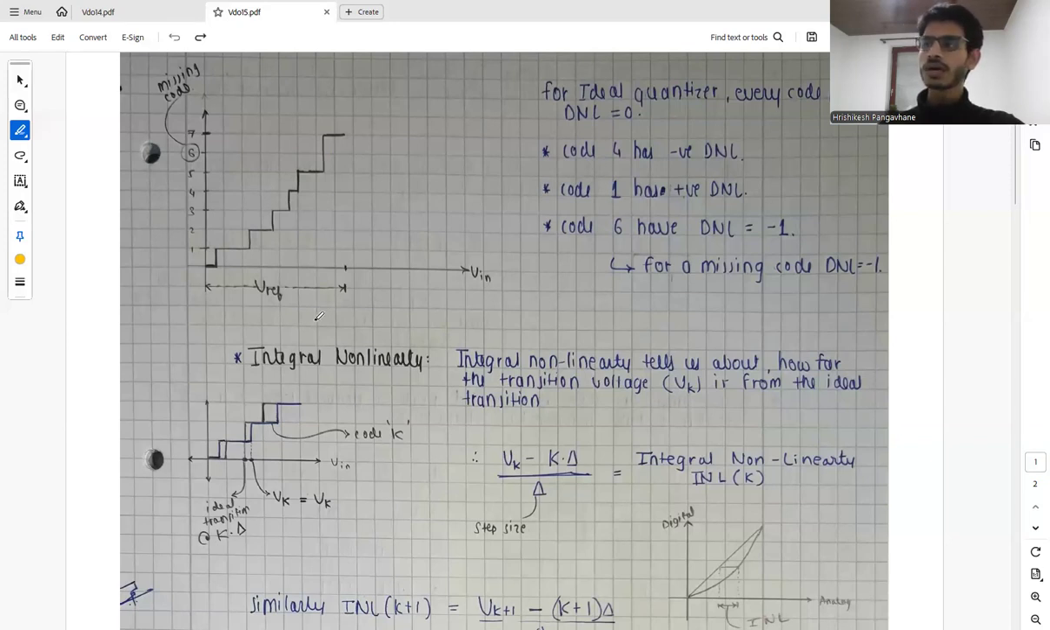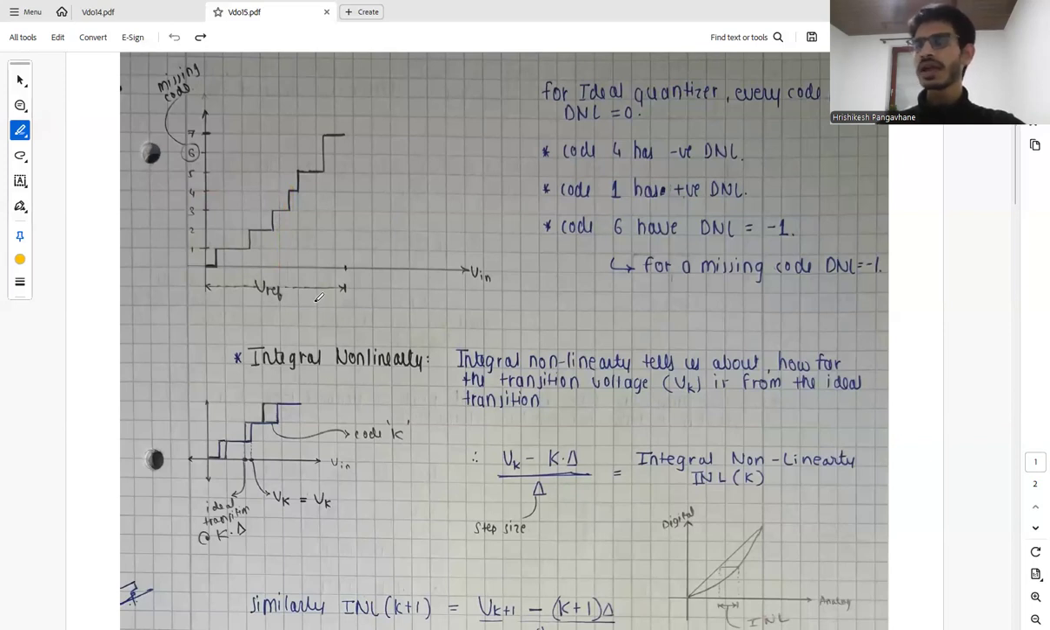Now that we have talked about the differential non-linearity, we'll talk about another term, which is integral non-linearity. Integral non-linearity tells us how far the transition voltage is, going from this step to this step. So this is our transition voltage. Let's take V4. Basically K represents all the numbers, so let's say Vk or K equals 4. Our V4 is this voltage over here. So this is our transition voltage for V4.